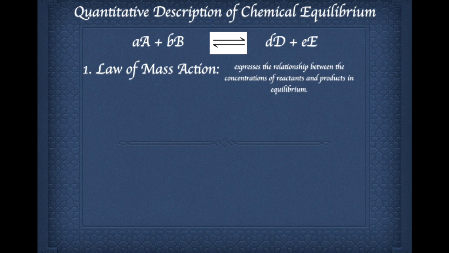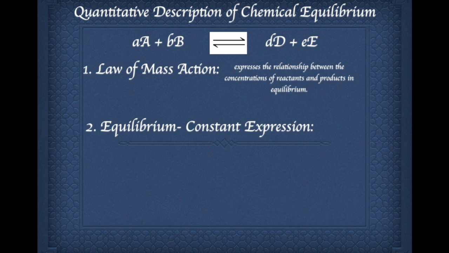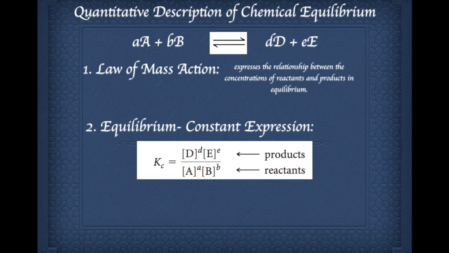So the law of mass action actually expresses the relationship between the concentrations of reactants and of the products once you have reached equilibrium. Specifically, the equilibrium constant expression demonstrates the relationship as expressed by the law of mass action. So specifically what you do is you say the constant, your equilibrium constant, which is your Kc, equals the concentration of your product, D, raised to its coefficient times the concentration of E raised to its coefficient, divided by the same thing but this time with the reactants. So notice your products are in the numerator while your reactants are in the denominator.